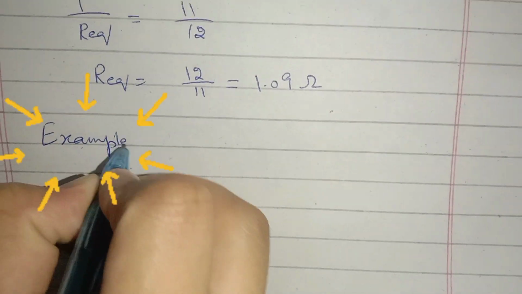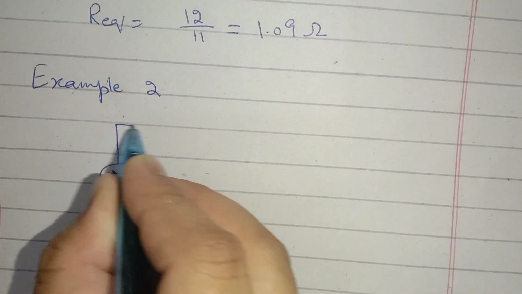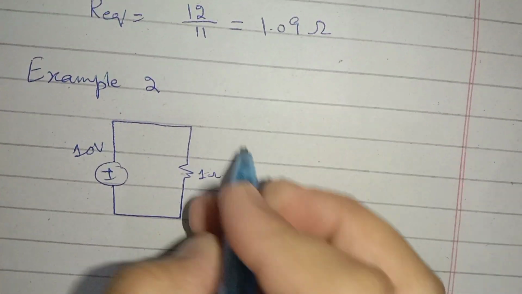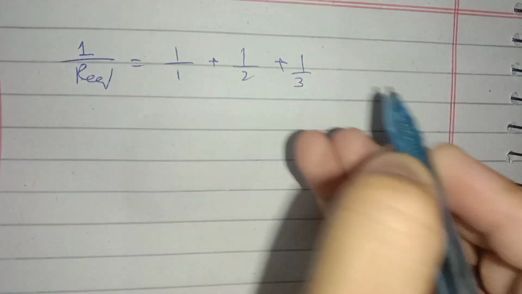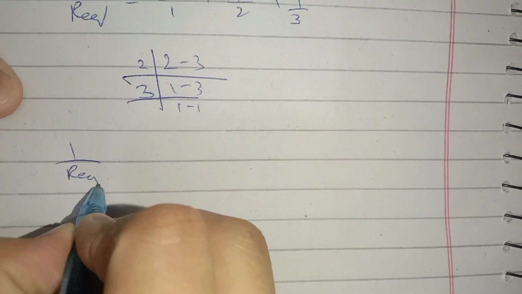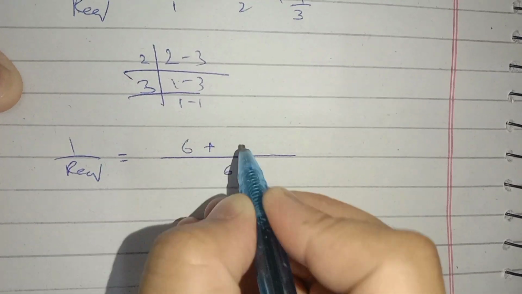Let's try another example with some other values. Example number 2. Let us say 3 resistors of values 1, 2 and 3 ohms are connected in parallel. Solve the circuit through the parallel resistance equation. The LCM we obtain is 6. After solving, we obtain 1 over R equivalent is equal to 11 over 6.